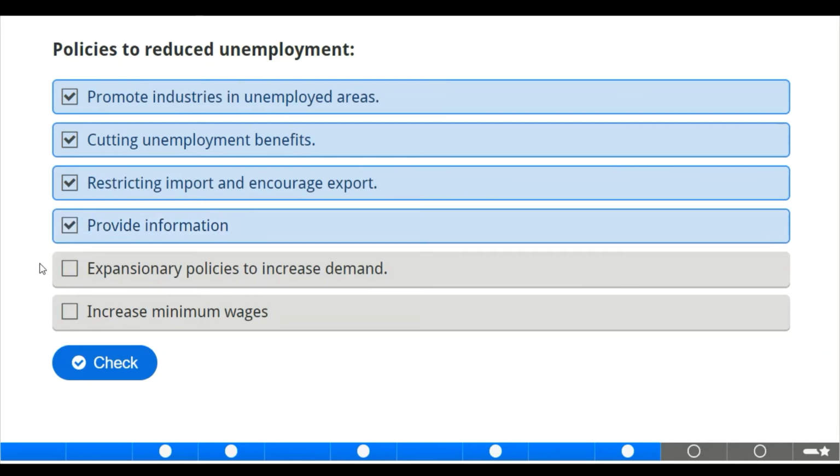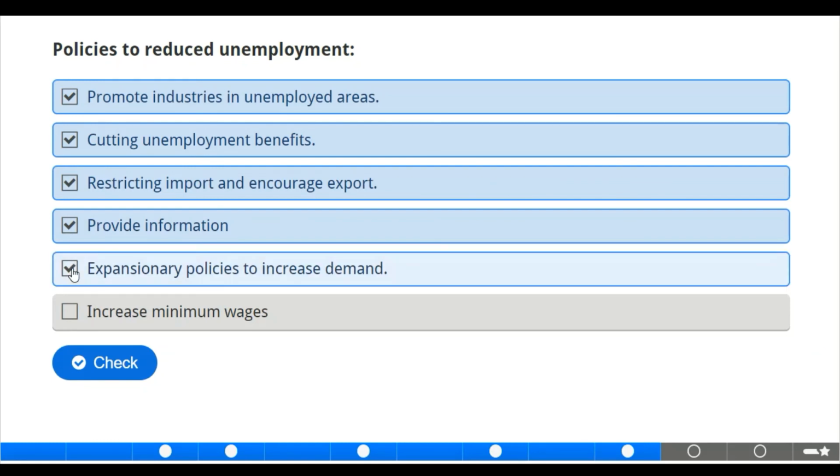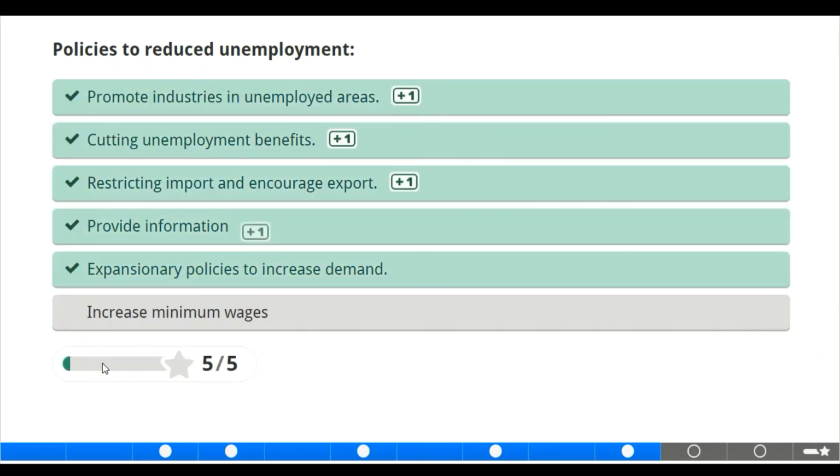Now we also have expansionary policy. What are the expansionary policies to increase demand? Remember, expansionary policy is like cutting down taxes and increasing government spending. Of course, that can also increase demand, which will also reduce the unemployment rate. But we have increasing minimum wages. That should not be part of the policies to reduce unemployment, because increasing minimum wages doesn't do anything to reduce the unemployment rate. We got it right. Let us move to the next slide.